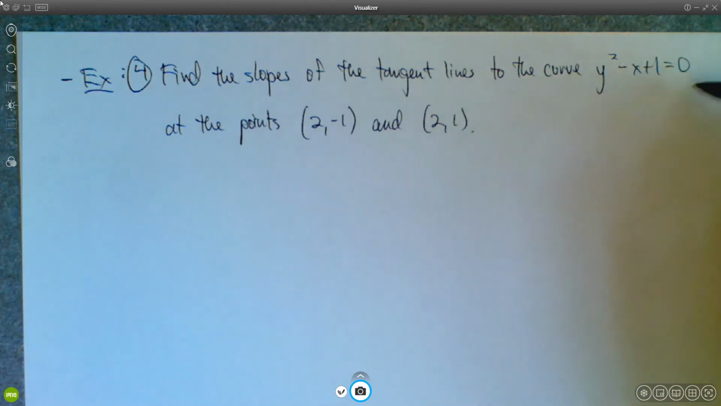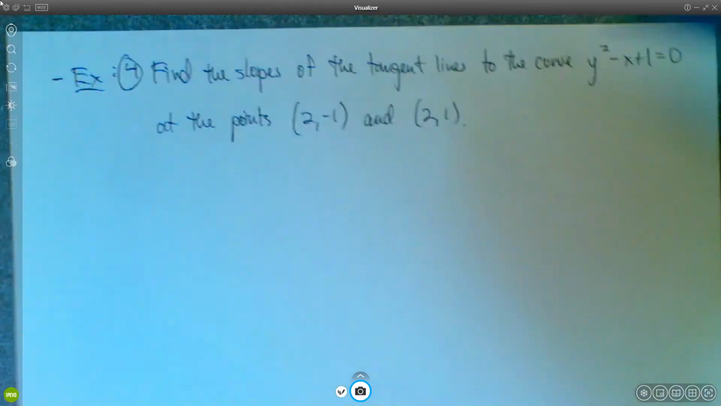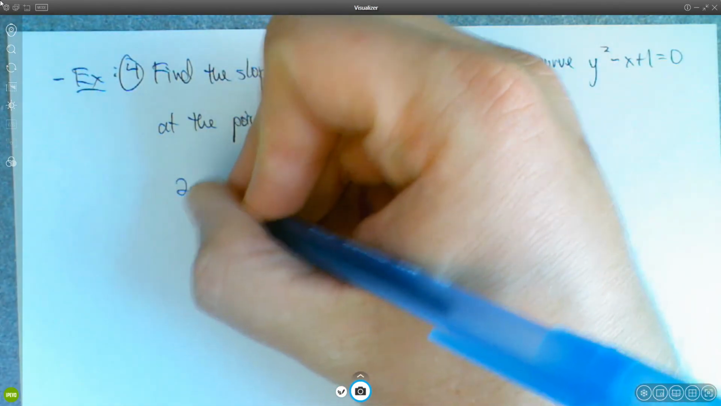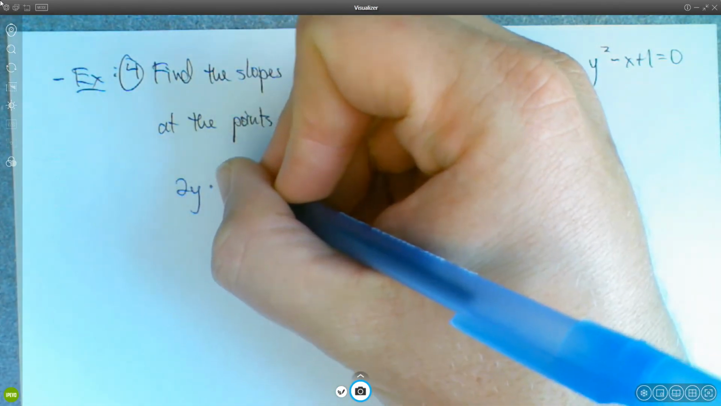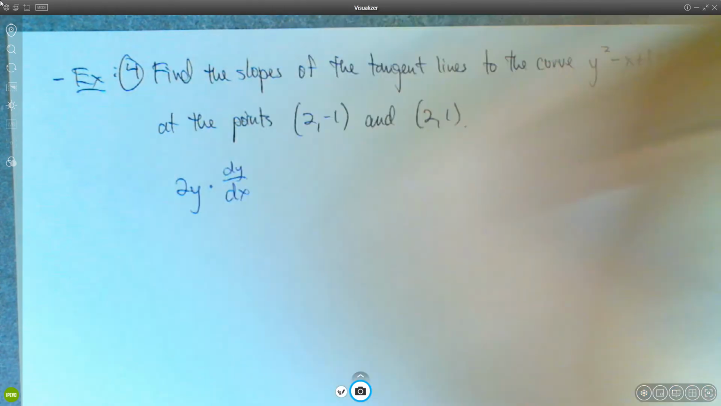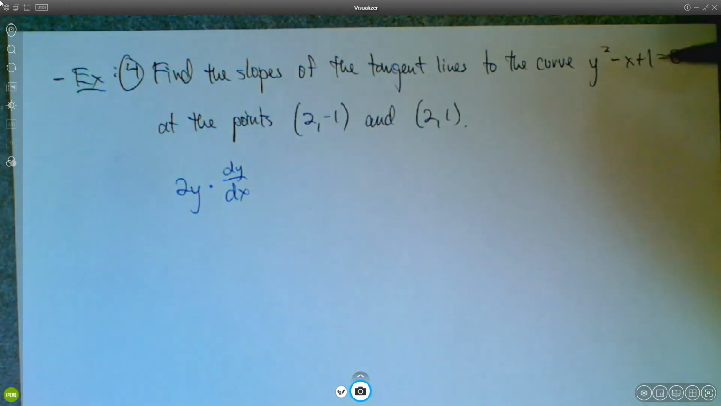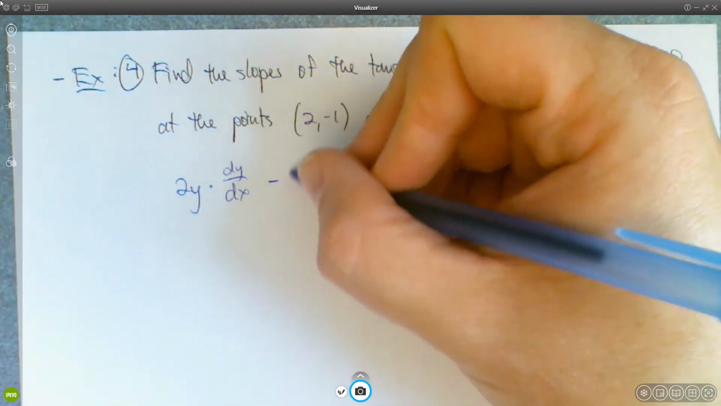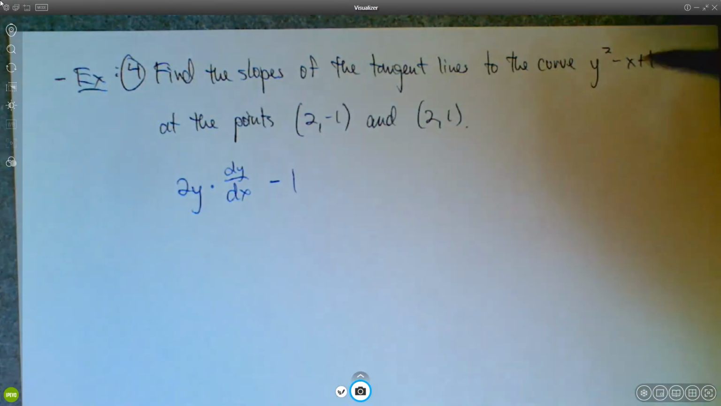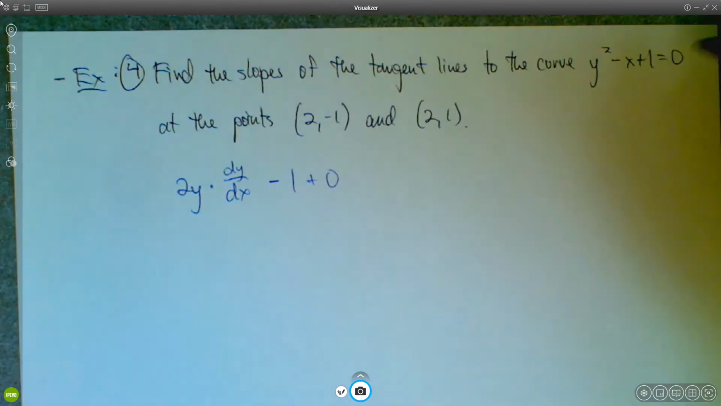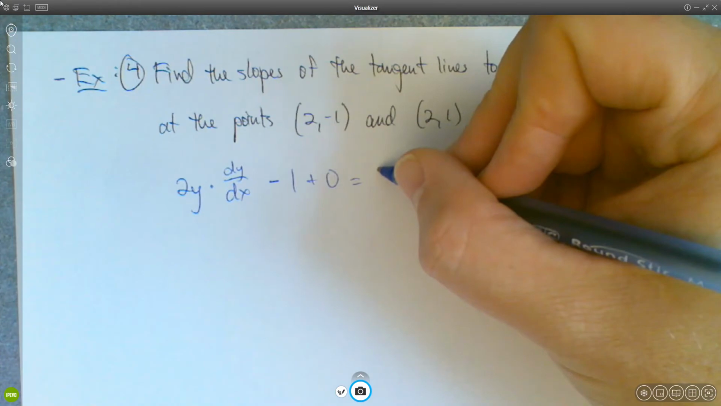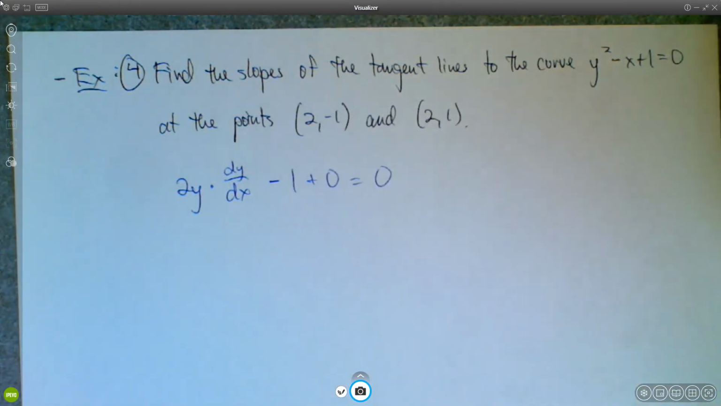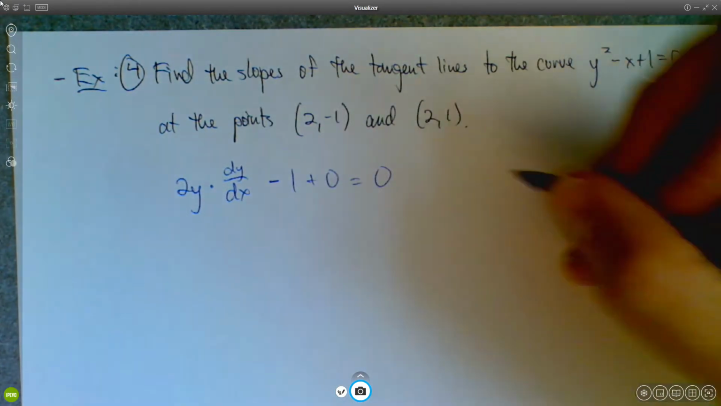So differentiating this equation implicitly, we would get 2y times dy/dx, right? That's the derivative of that first term, minus 1. The derivative of x is just 1, plus 0. The derivative of 1 is just 0, equals 0. The derivative of 0 is just 0. And now solving for dy/dx.